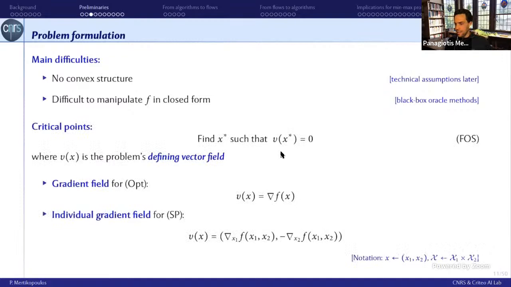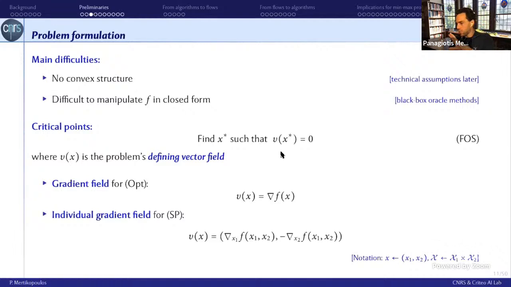And we will focus throughout on finding critical points. Critical points are those at which the associated vector field of the function, which is either its gradient field or its min-max gradient field, vanishes. Are all these points desirable? Absolutely not. But if it so happens that we cannot even find these types of points, then we're in big trouble. All right. So that's about all for the basic setup.